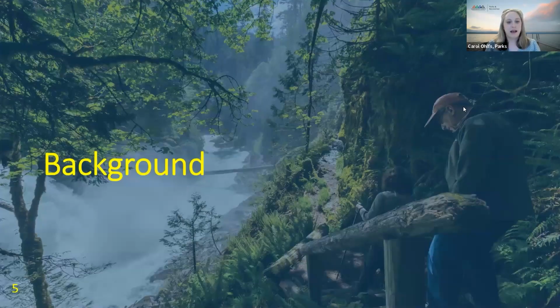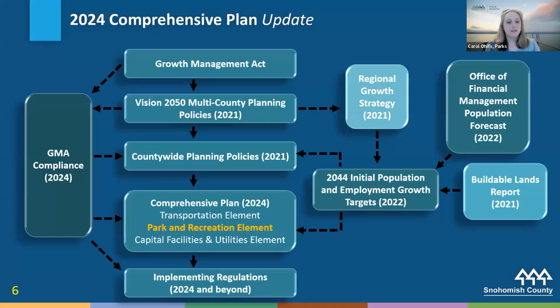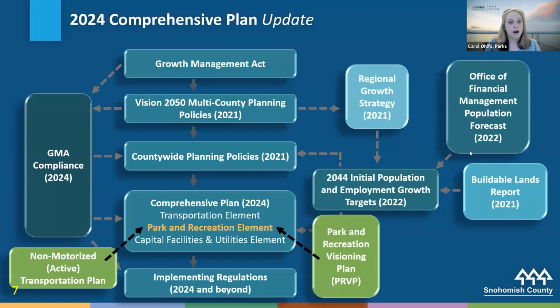So first, for background information, as you're very familiar by now, the PRE is planning for 20-year population growth, and a lot of supporting studies and planning coordination has been completed over the past few years to prepare for this update. For parks, that has also included participation in the active transportation and light rail planning efforts, and an update to our park and recreation visioning plan, which is the public outreach process that informs the park element update.